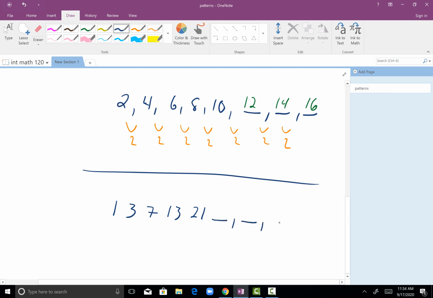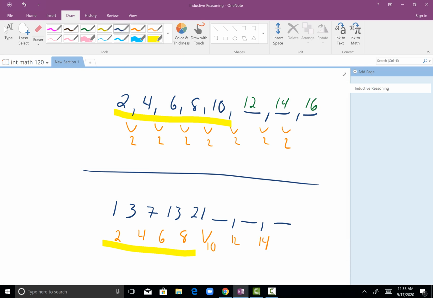Actually, let's go ahead and do this one. Now, this is kind of a tricky one, because if I look at these differences, I notice that they're not constant. They're changing. But I also notice these numbers are the same as these numbers. So what does that mean? Well, that means the difference here should be 10, and then 12, and then 14, which helps me go back and get these numbers.